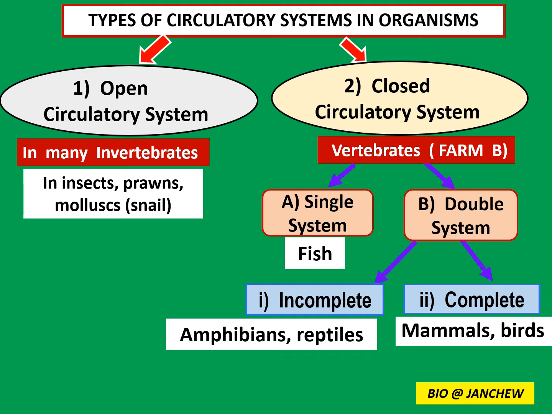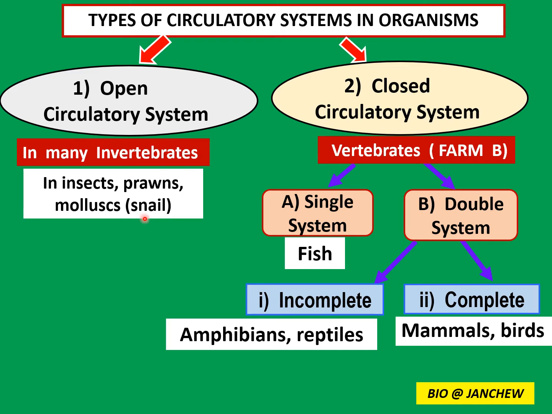Firstly, let's look at an overview of the different types of circulatory systems in the complex multicellular organisms. So there are two main types of circulatory systems in the complex multicellular organisms. And these are, number one, the open circulatory system, and number two, the closed circulatory system. The open circulatory system is found in many invertebrates, which are animals without the backbone. And these include the insects, prawns, and mollusks, such as the snail that has a soft body and a hard shell.